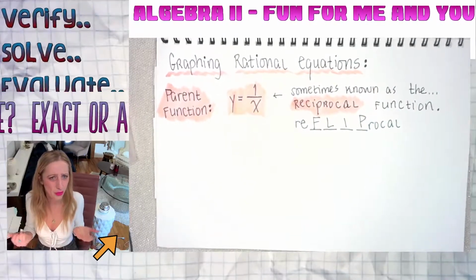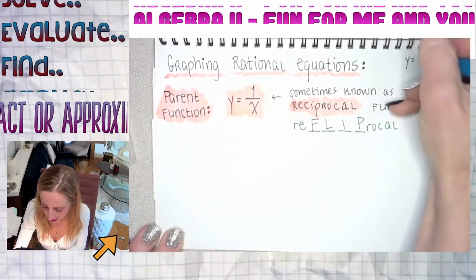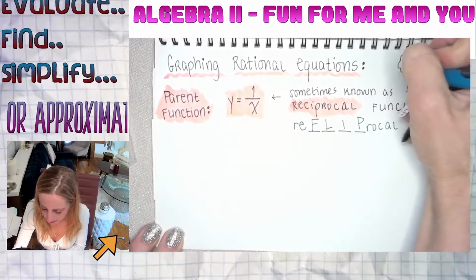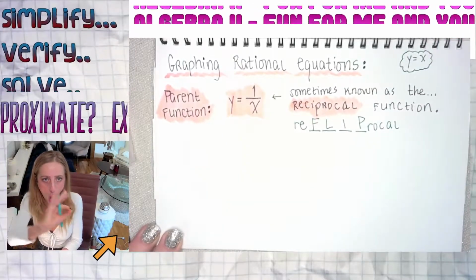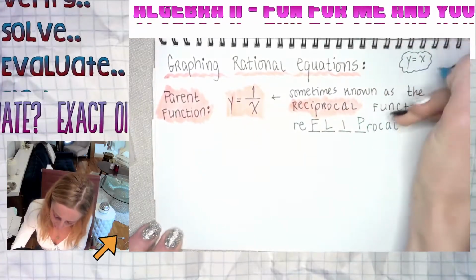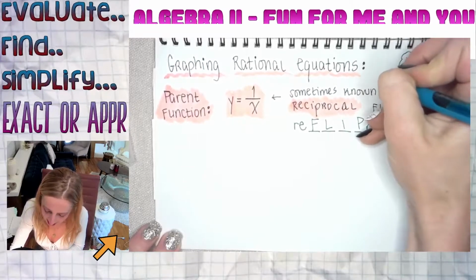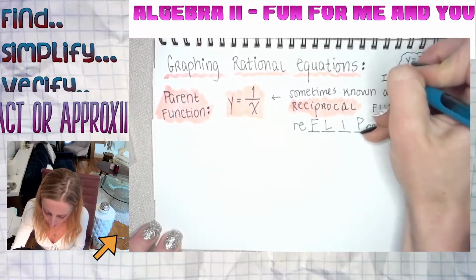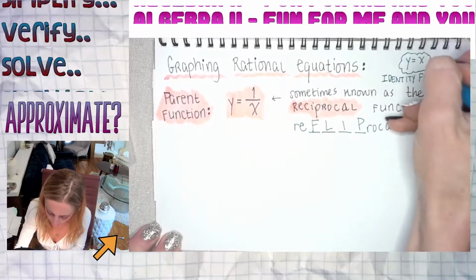Well, what's it a flip of? It's a flip of y equals x. Y equals x is the OG, plain original graph. I know G doesn't normally stand for graph, but y equals x is known as the identity function.